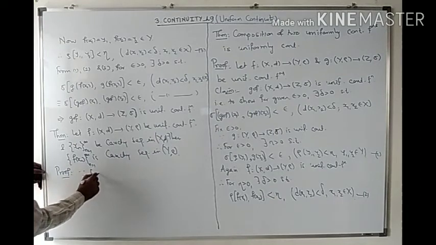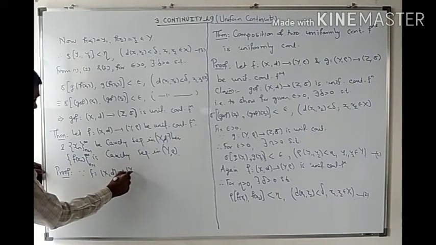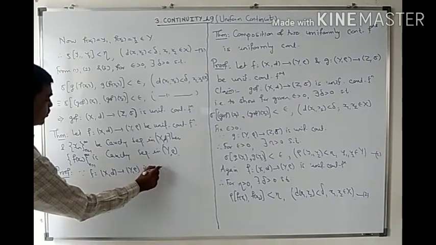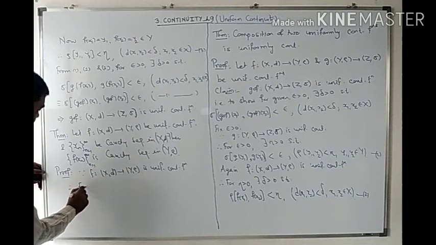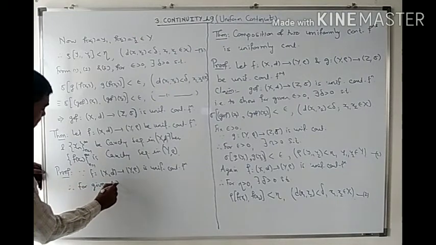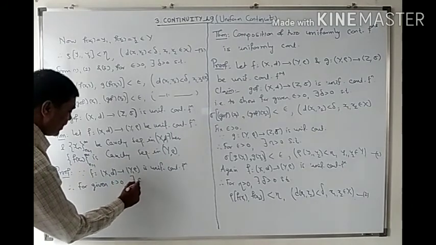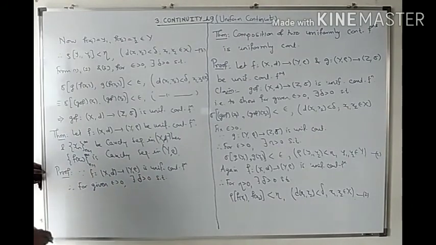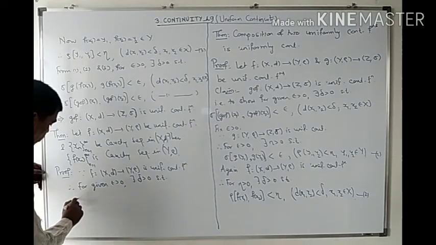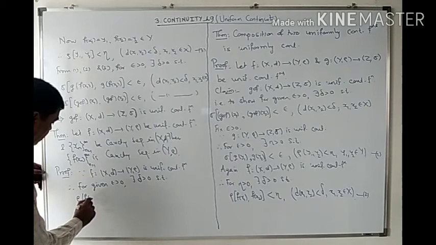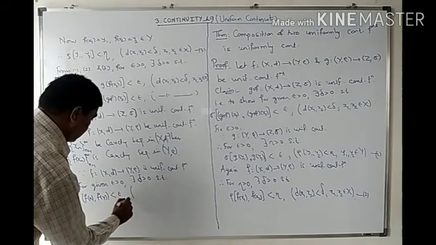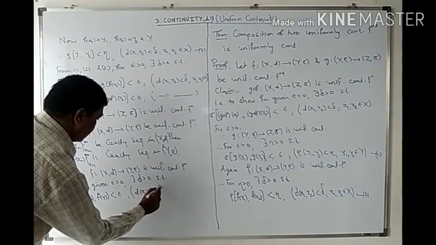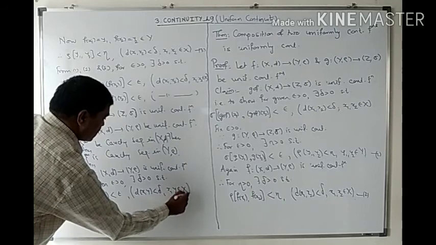Now since f from (X, d) to (Y, rho) is a uniformly continuous function, therefore for given epsilon greater than 0, there exists some delta greater than 0 such that rho of f(x), f(y) is less than epsilon whenever d of x, y is less than delta, x, y belonging to X. This is 1.